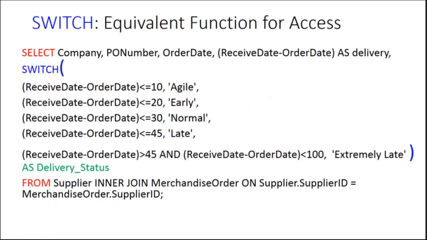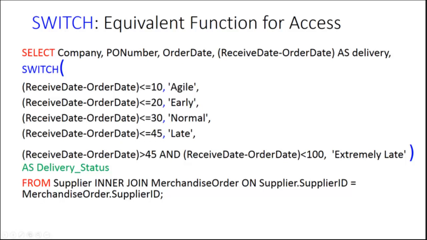If you're an Access user, for similar performance you need to use a SWITCH. So we start the query, select statement, all those fields we need, the difference of receive date and order date as delivery, and then we start with SWITCH. Then the entire function is within a pair of parentheses. Open the parentheses, receive date minus order date less than or equal to 10, then agile. We don't use the keyword THEN. There's just a comma and space in between.